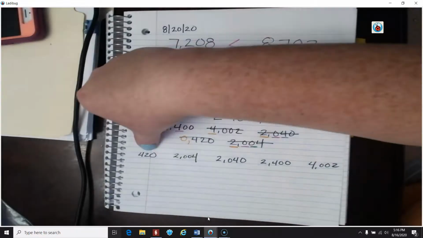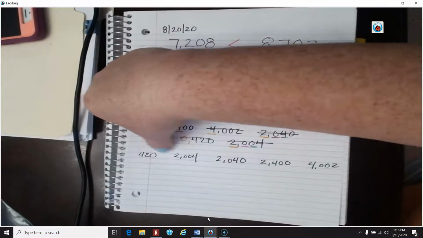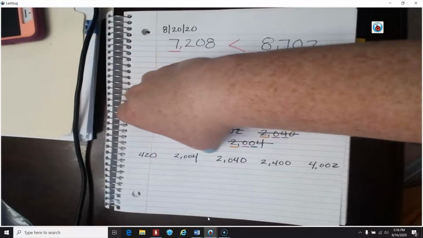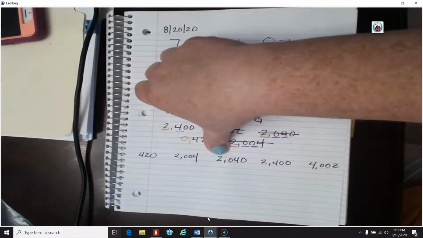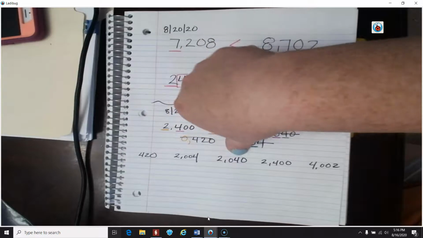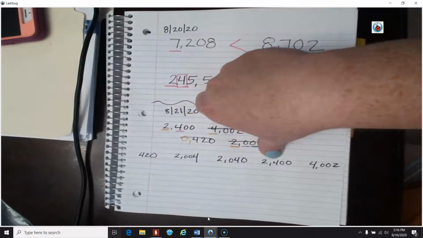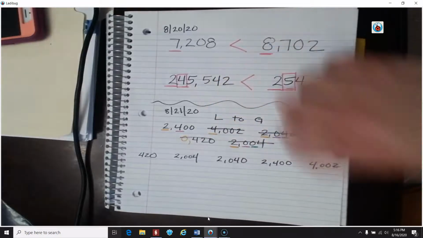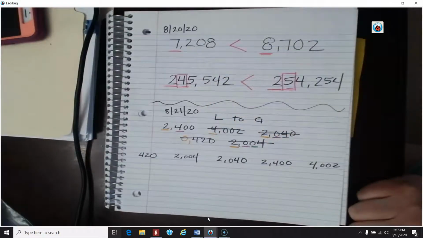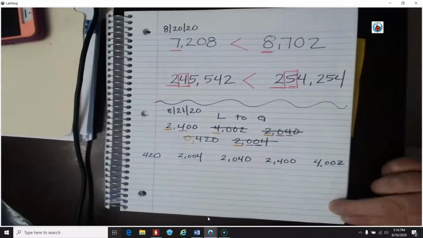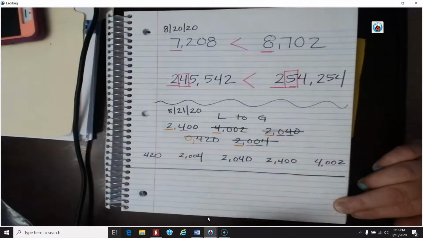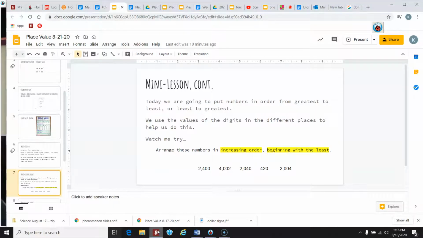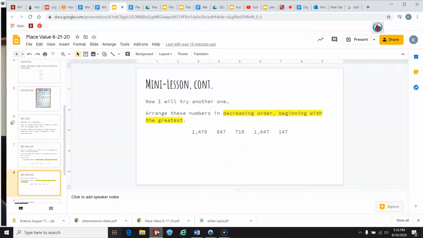So 420 is less than 2004. 2004 is a smaller number than 2040. 2040 is less than 2,400. And 2,400 is less than 4,002. So I feel good and confident that I put those in the right order. So I'm going to draw a little line, and I'm going to hop back over to my other screen so I can get the next example that I want to show you guys.